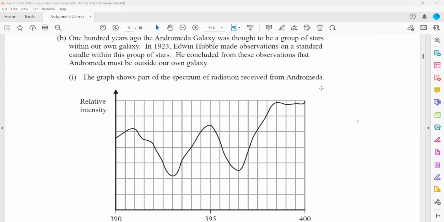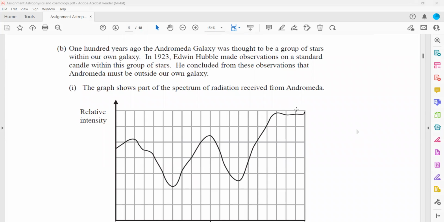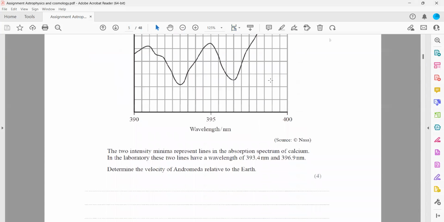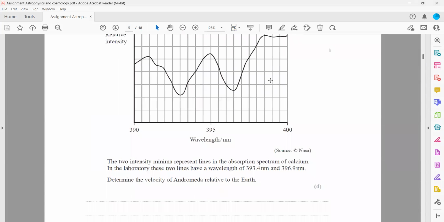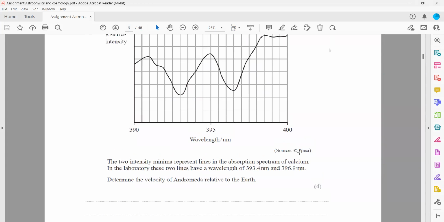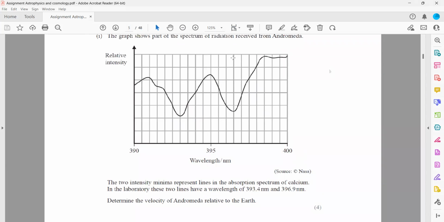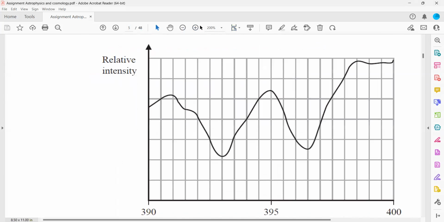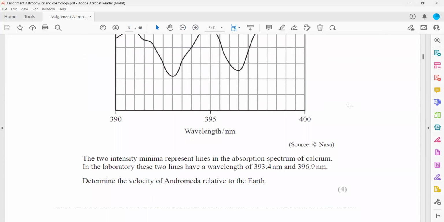The graph shows a part of a spectrum of radiation received from this galaxy: the relative intensity against the wavelength. The two intensity minima represent the lines in the absorption spectrum of calcium. In the lab, the two lines have wavelengths of 394 nanometers and 396 nanometers. Determine the velocity. So how can we determine the velocity? Basically, we'll work out the redshift first.